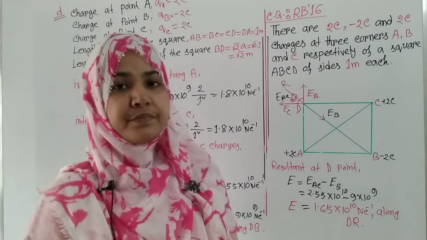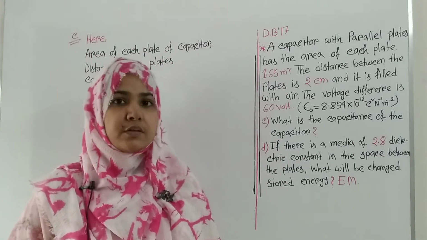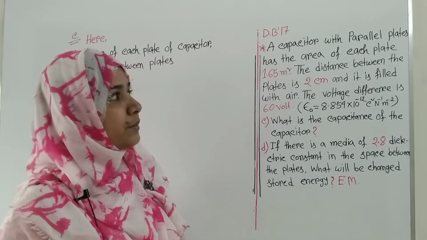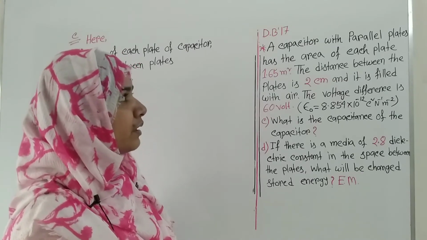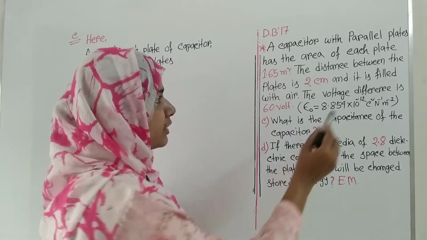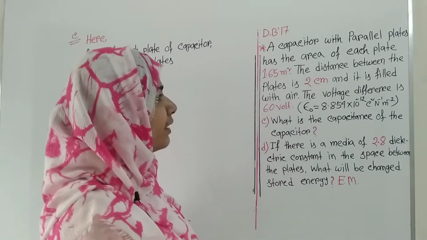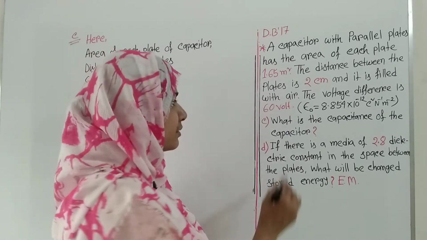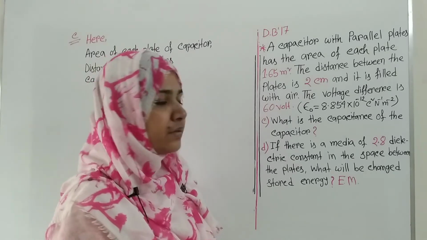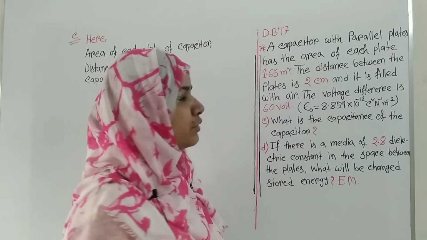Second creative question, which is from Dinajpur Board 2017. The stem is: a parallel plate capacitor has the area of each plate 1.65 meter square. The distance between the plates is 2 cm and it is filled with air. The voltage difference is 60 volt and the value of epsilon naught, that is the permittivity of air medium or vacuum, is given here 8.854 into 10 inverse 12.